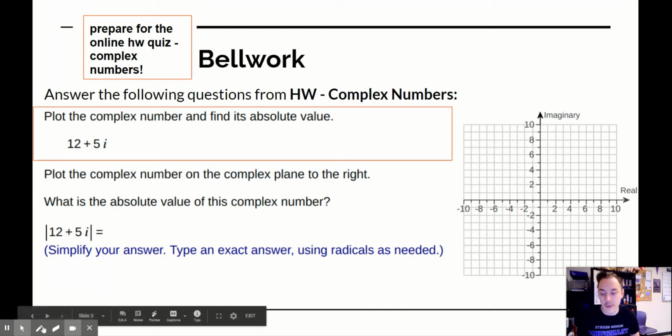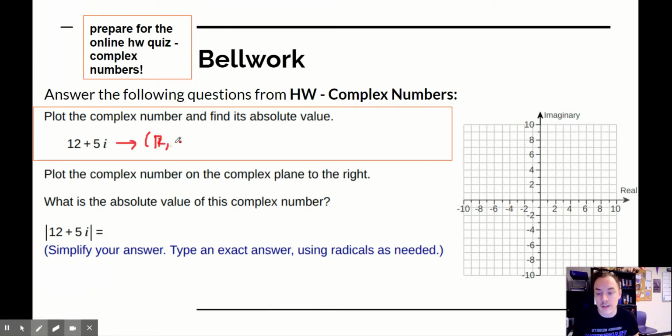So the first thing we want to do is plot the thing. And remember, this is the same thing as writing my real number, comma, my complex number, which is the same as saying my real number here is 12 and my complex number here is 5. So I'm going to go over to 12, and then up to 5. So right there is going to be 12 plus 5i.